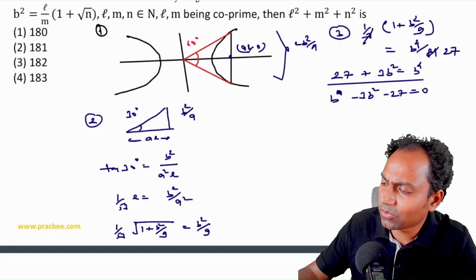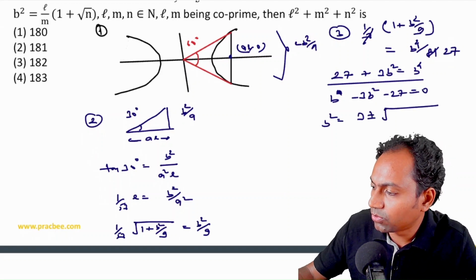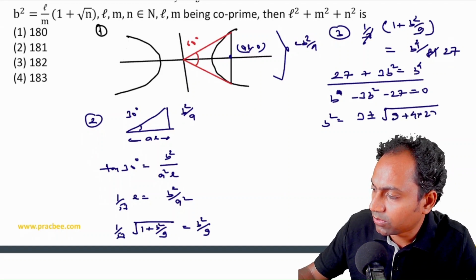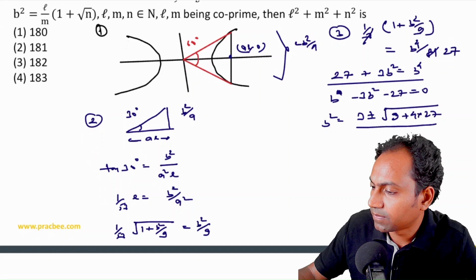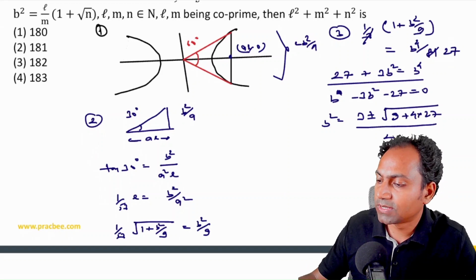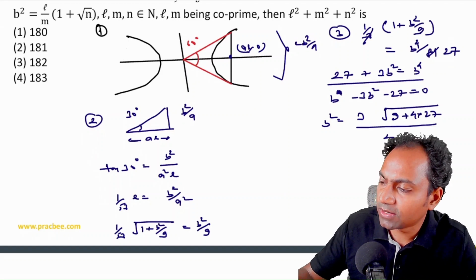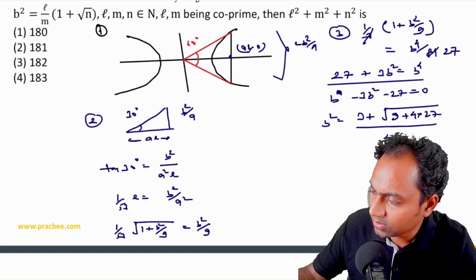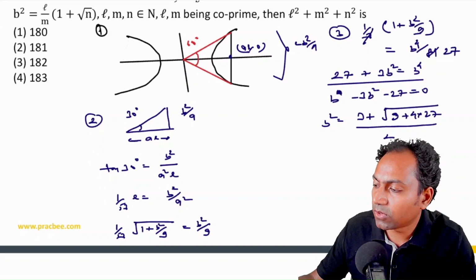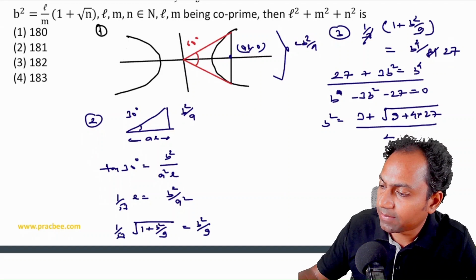Now this is a simple quadratic. The value of b square comes out to be 3 plus minus root of 9 plus 4 into 27, by 2a. Now what they have told us is basically, I do not need to consider the negative sign, I need to consider the positive sign only.